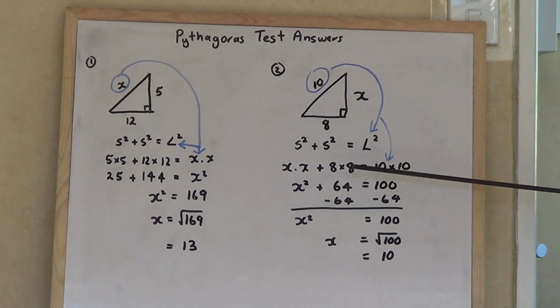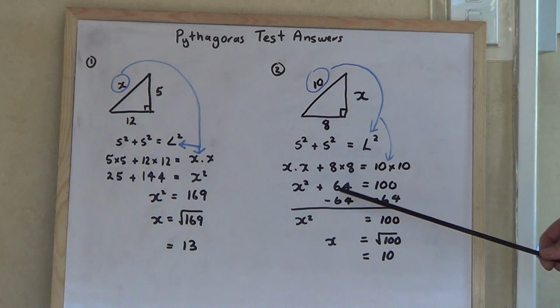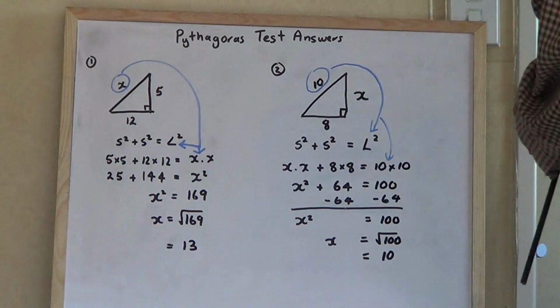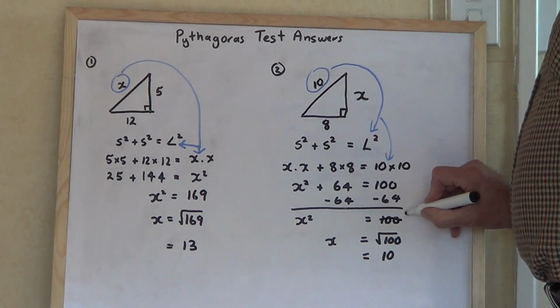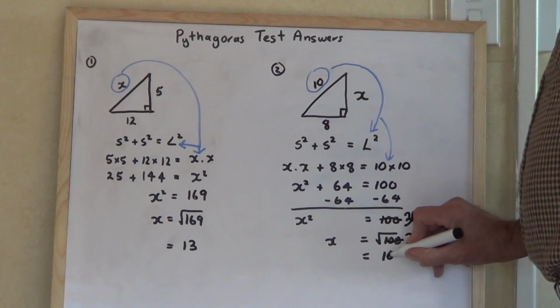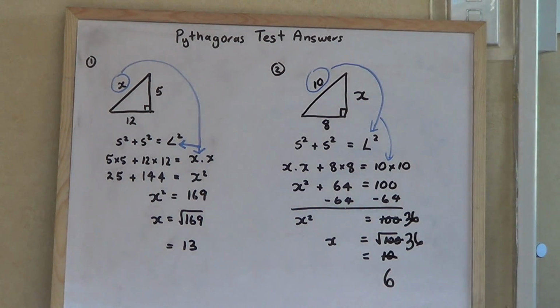Now we want to get rid of the 64 there, the plus 64. To disappear the plus 64, we take away 16 from both sides. Alright? Oh, not 16, 64 I mean. So we take 64 from there, and 64 from there. There's a mistake. That should be 36. So that becomes the square root of 36, which is 6. Sorry about that. Now, that deals with questions 1 and 2.